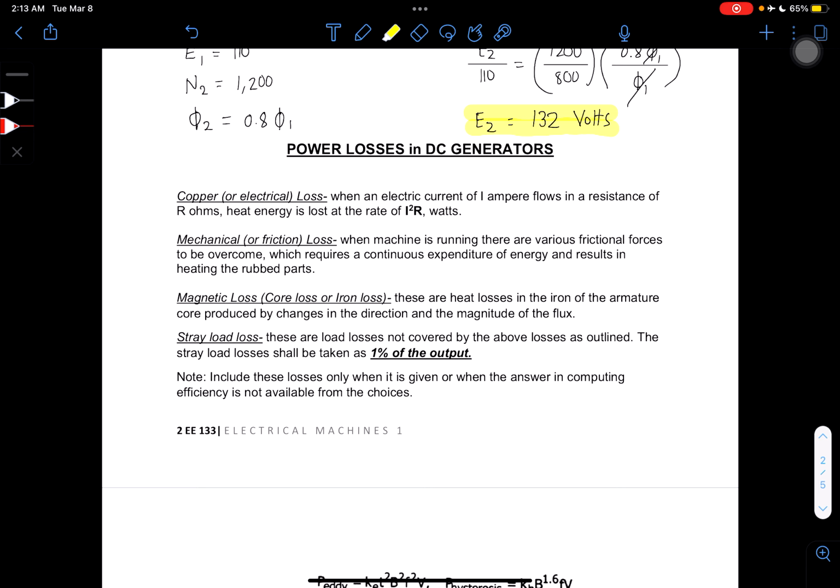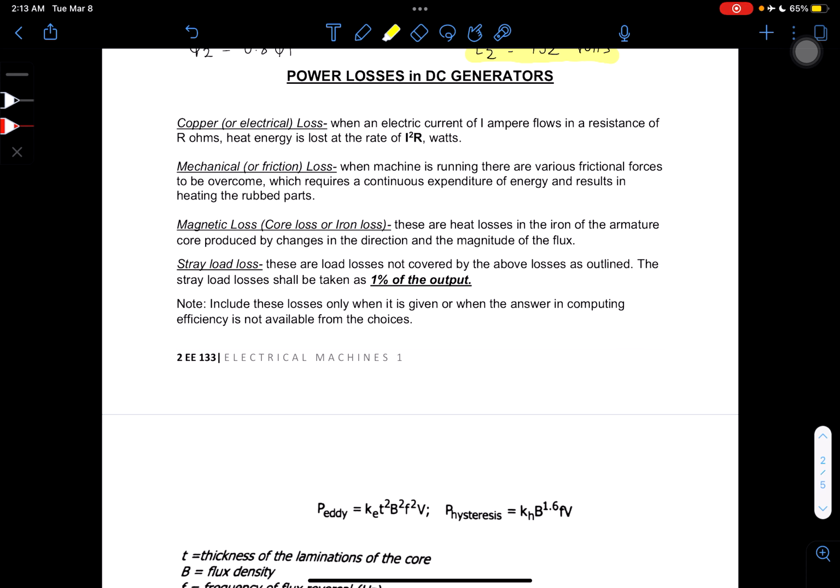Next, we have stray load losses. These are load losses not covered by the above losses as outlined. The stray load losses shall be taken as 1% of the output. So take note that you include these losses only when it is given or when the answer in computing efficiency is not available from the choices. So mostly these losses, magamit siya sa efficiency if we need to answer.